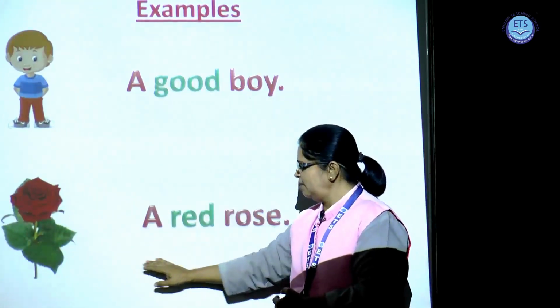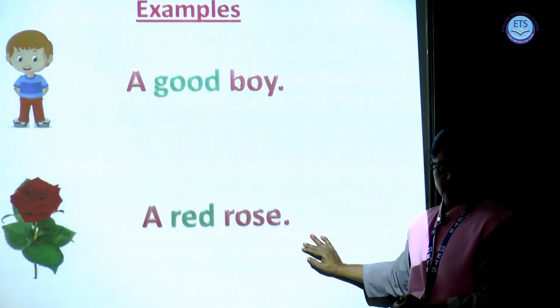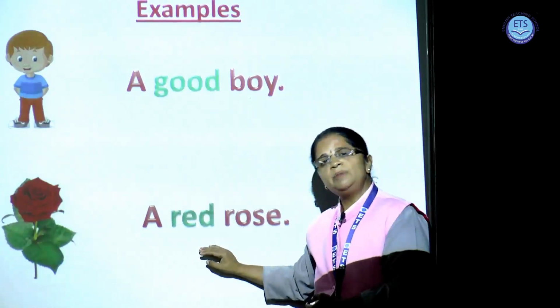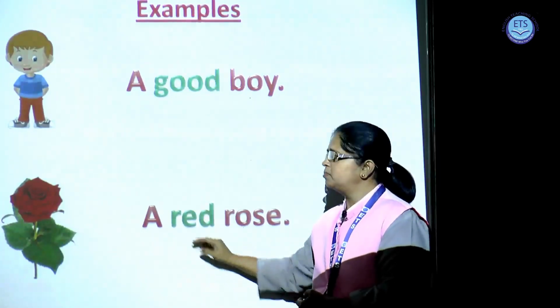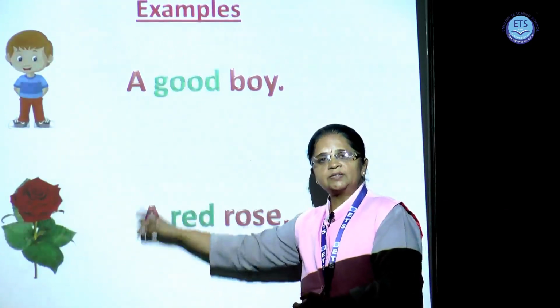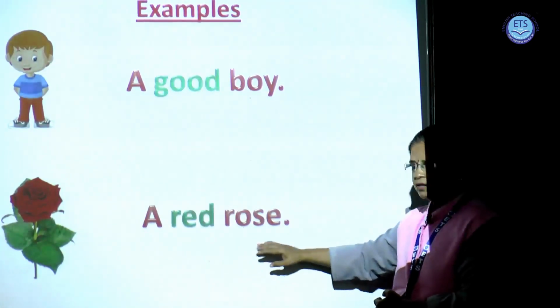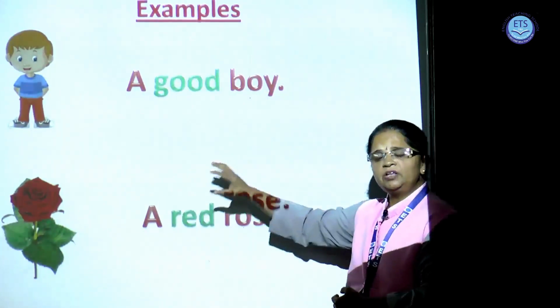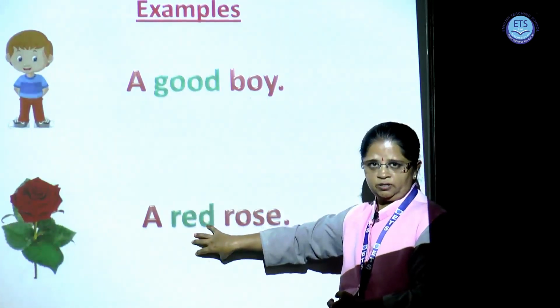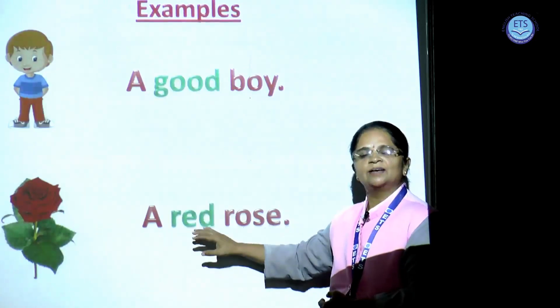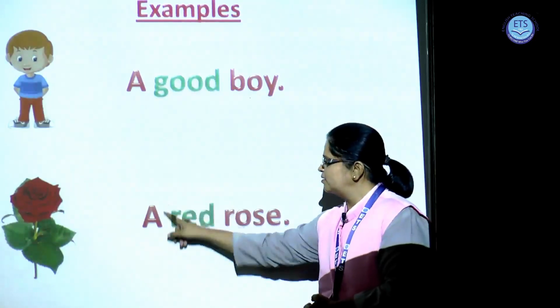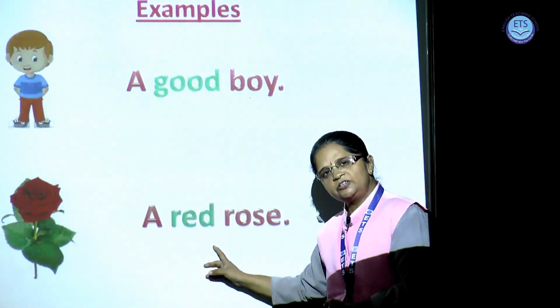In the same way, a red rose. Roses are of many colors, plenty of colors. But here, what is the sentence about? The red rose, right? So, the rose is again given something more information. The color of the rose is red. So, here red becomes an adjective.